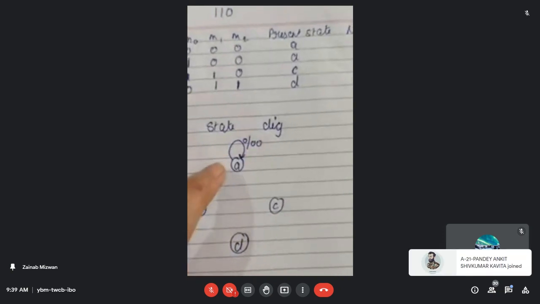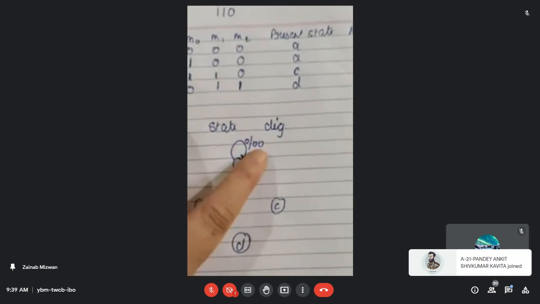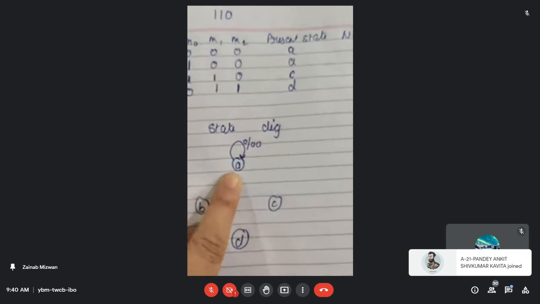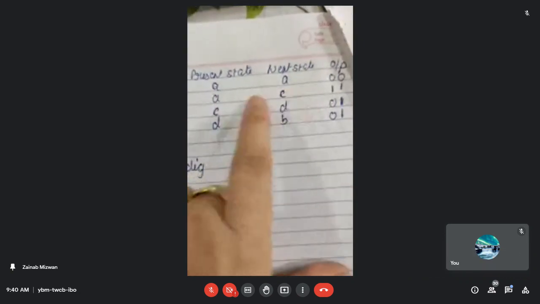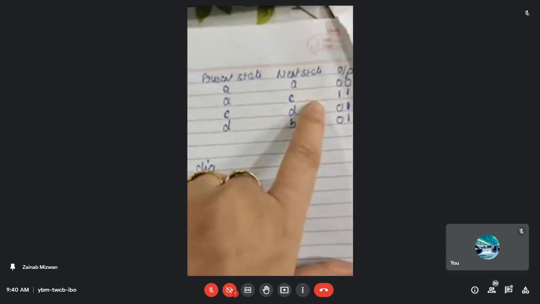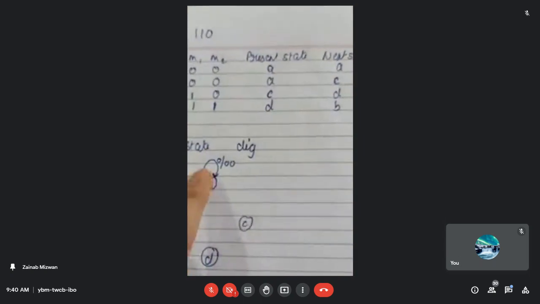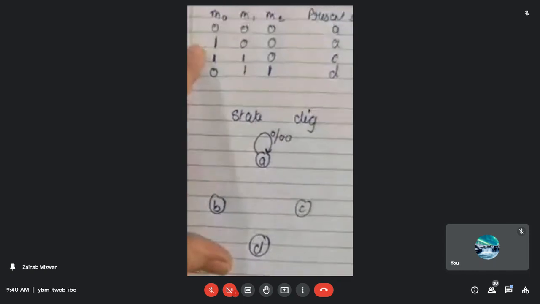If the input is 0, if the initial state is 0, then the output will be 0 0, and the present state and the next state both are the same. As you can see in this table, present state and the next state both are the same. That is, the state is A over here. So we have the state diagram over here. I have drawn. Now coming to the first input.